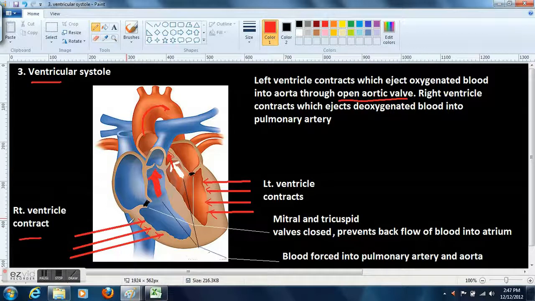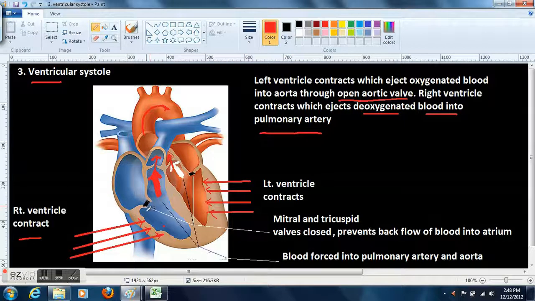Now the right ventricle also contracts, which ejects deoxygenated blood into the pulmonary artery, which I have shown with a red thick arrow. Here the blood is forced into the pulmonary artery. Now it is going into the pulmonary artery. I am showing this with an arrow.